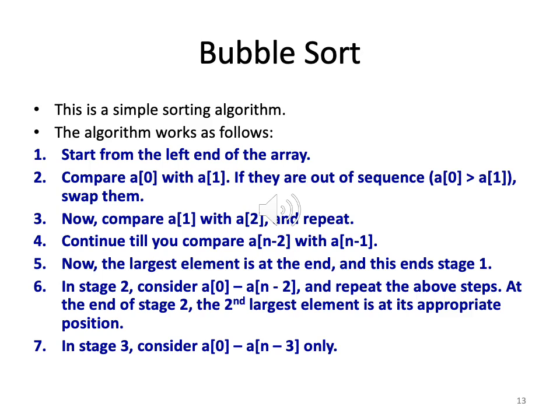Okay. At the end of stage 2, the second largest element is at its appropriate position, and then consider A0 to A(n minus 3), and then the next stage A0 to A(n minus 4), next stage A0 to A(n minus 5), and finally you'll run out of stages, and the array will be sorted. Okay. So this is the general procedure for this algorithm. And in the next slide, we'll see this algorithm in action.